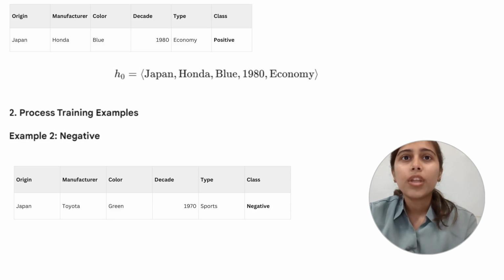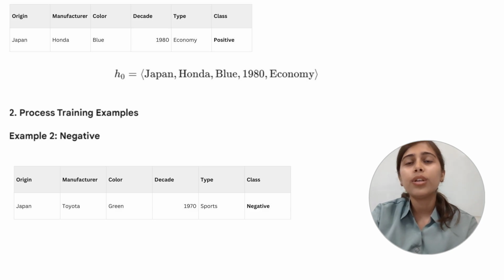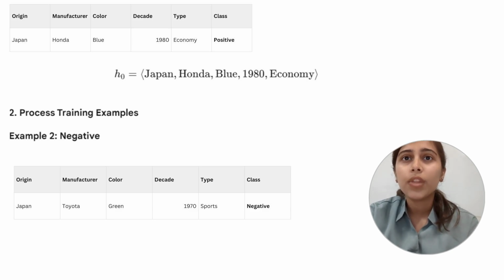So let's start. The first row in the table is Japan, Honda, Blue, 1980, economy, and it's positive. So we are going to consider it. Now we are going to initialize the hypothesis. So H0 is equal to Japan, Honda, Blue, 1980 and economy.